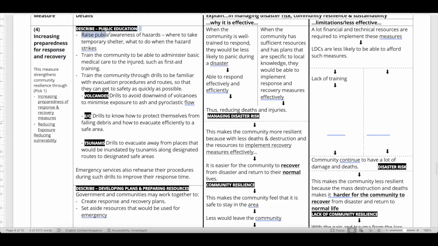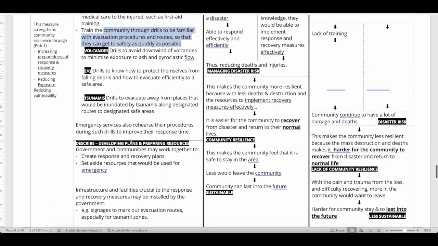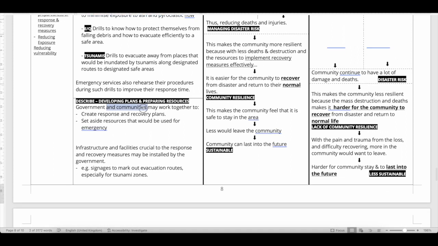First, you must educate the public. You must train them on what hazards they are living near, how to administer first aid, how to evacuate, and what the drills are. Then of course you must prepare plans also. Government and communities must work together. Next lesson, I will show you some readings.